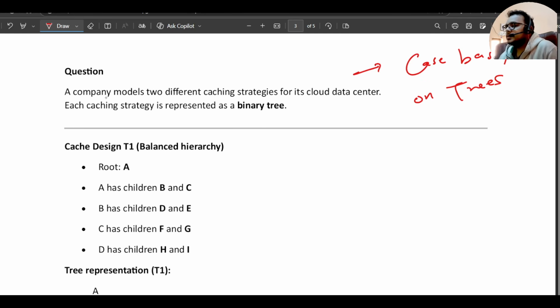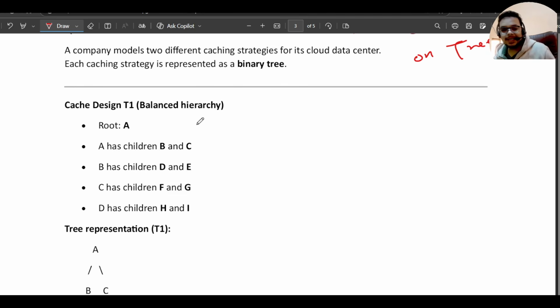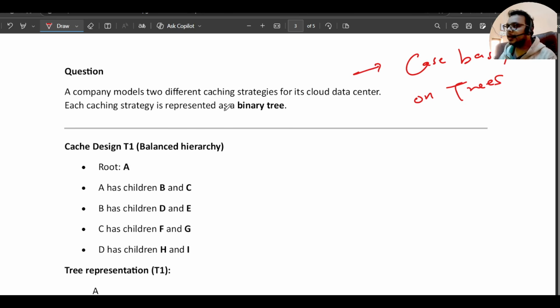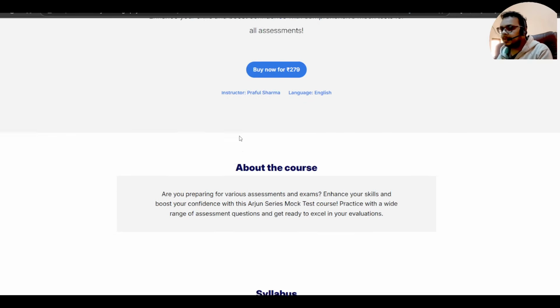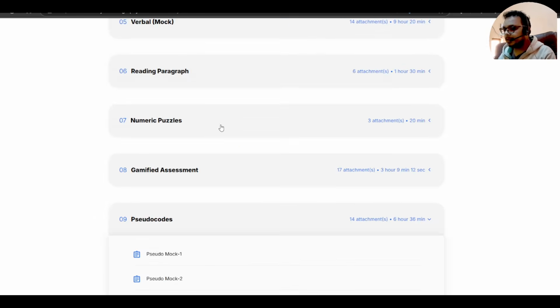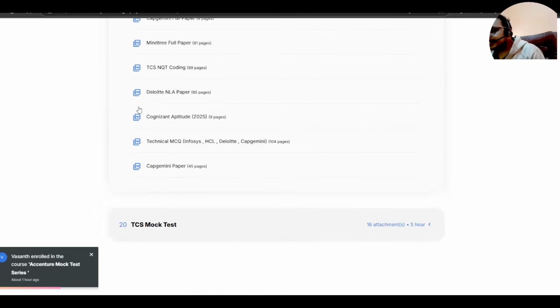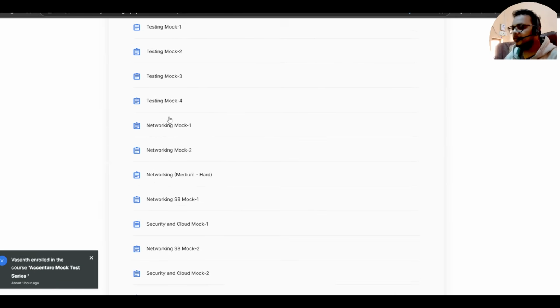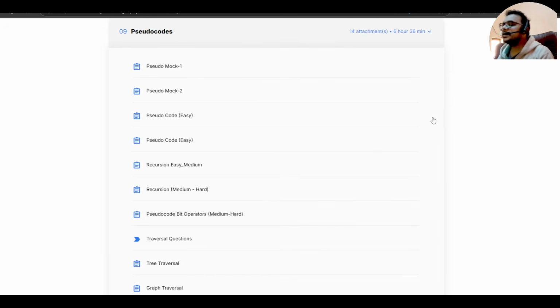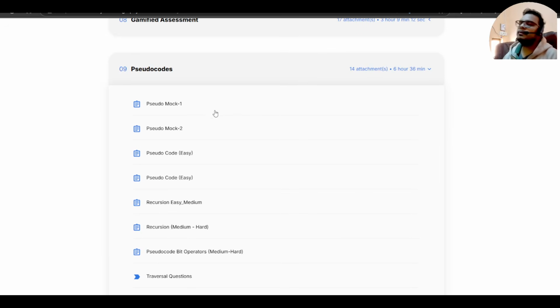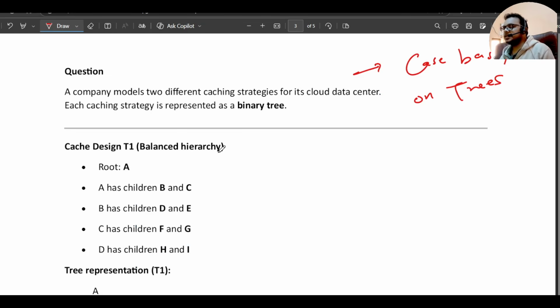A company models two different caching strategies for its cloud data center. Another thing I want to tell you: if you want to practice and want the exact question list and solutions, all the screenshots of the questions are available, because these are the exact Capgemini paper, and we have already updated the paper in our Arjun series mock test. You can get the paper in the company specific section. A lot of mock tests are available, like 17 hours of mock tests in CS fundamentals and 6 to 7 hours of mock tests in pseudocodes. We will be updating it more. So let's discuss this now.